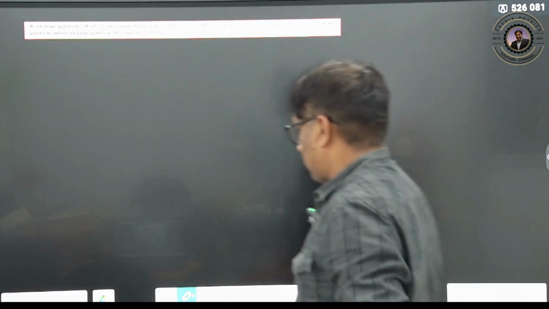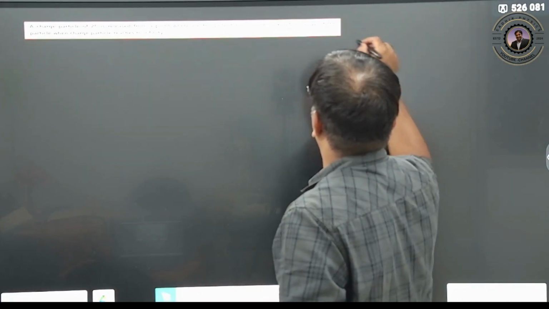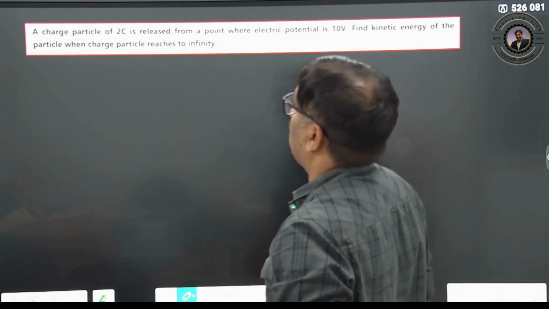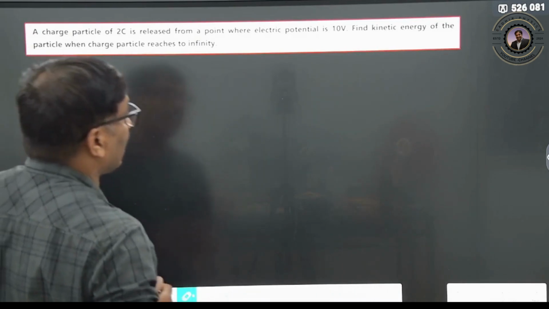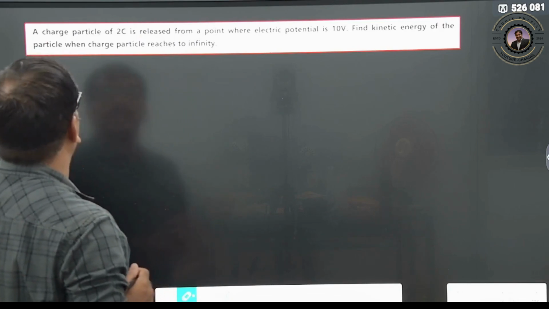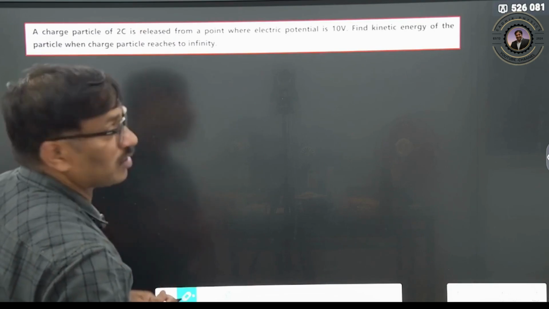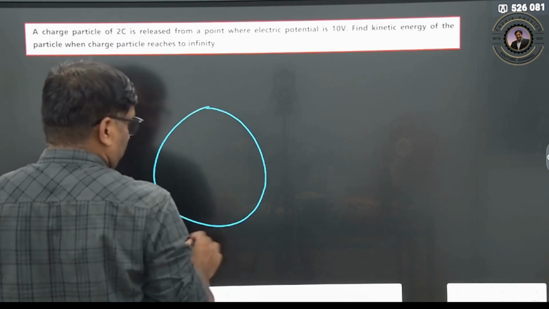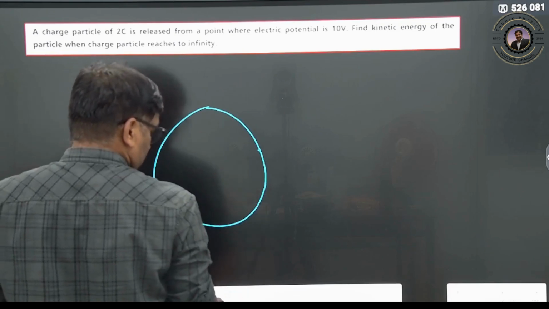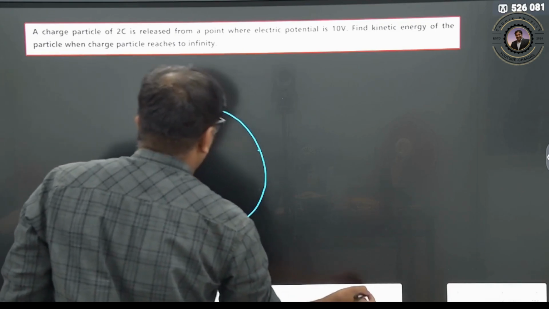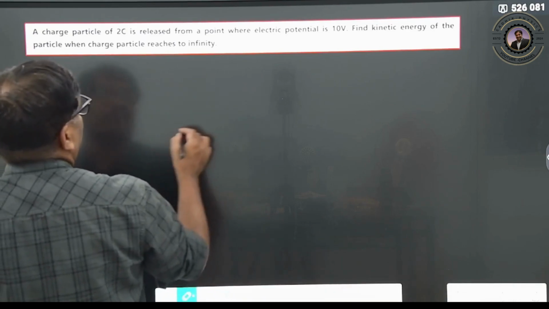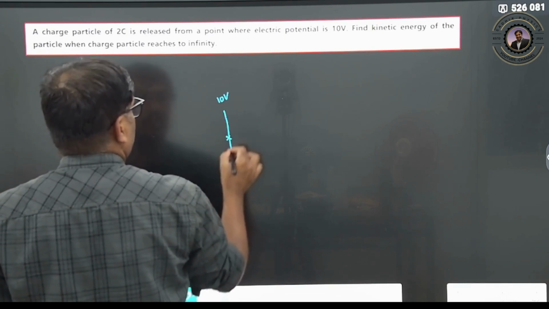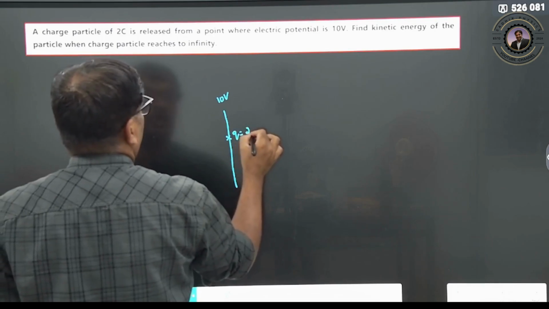What is given in this question? A charged particle of 2 coulomb is released from a point where the electric potential was 10 volts. Now find the kinetic energy of the particle when it reaches infinity. So there is some point here where the potential is 10 volts, and the charge is 2 coulomb.